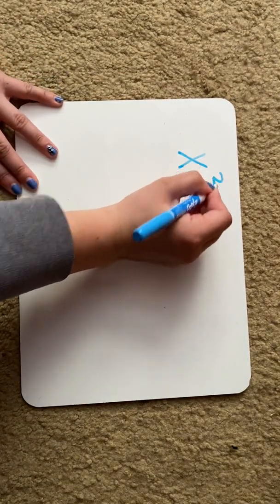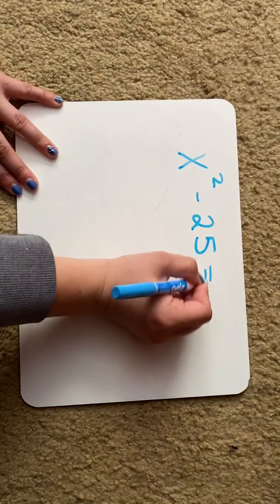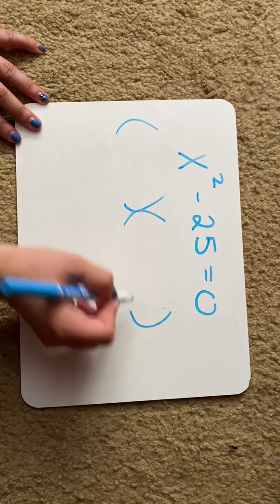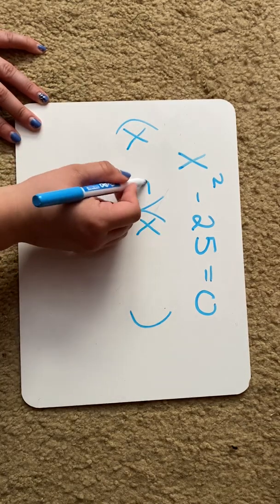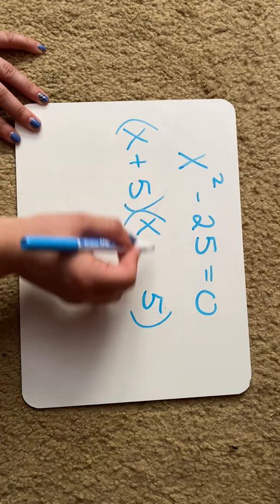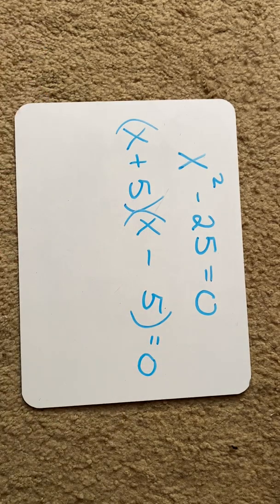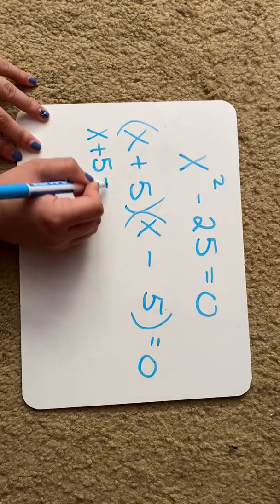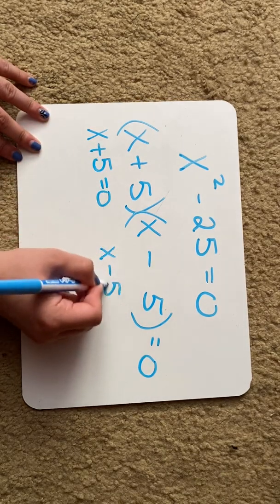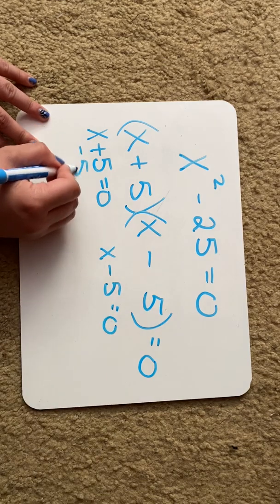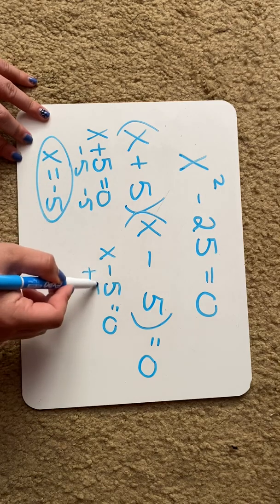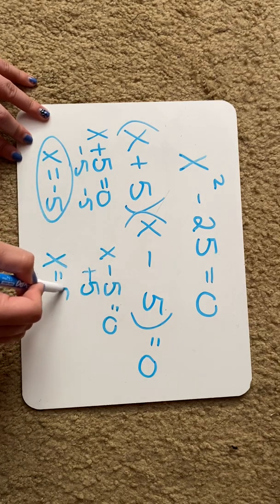We could also have x squared minus 25 equals 0. If you remember, this is the difference of two squares. So you take the square root of each one, the square root of x squared and the square root of 25, and one's plus, one's minus. Now it's set equal to 0, so you have to set each set of parentheses equal to 0. So x plus 5 equals 0, x minus 5 equals 0. So we subtract 5, x equals negative 5, and x equals positive 5.